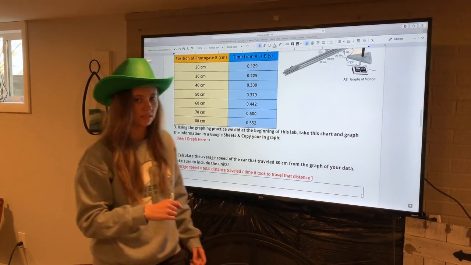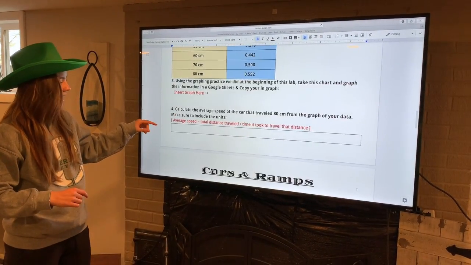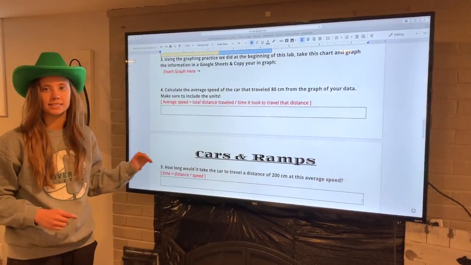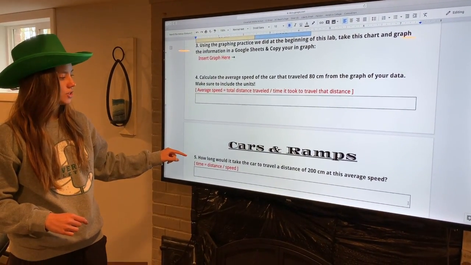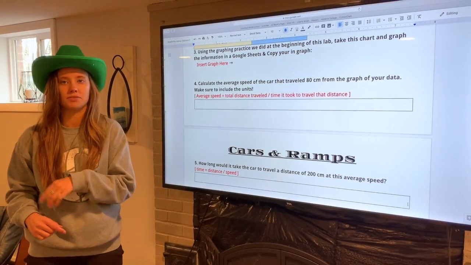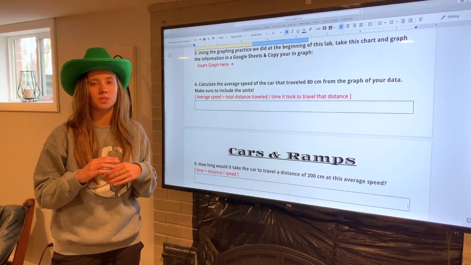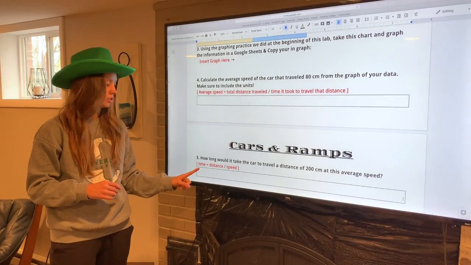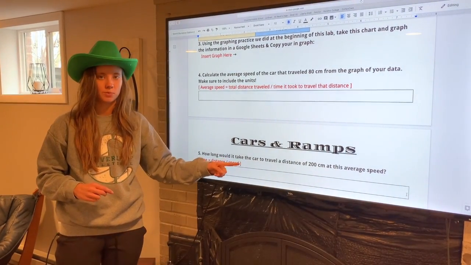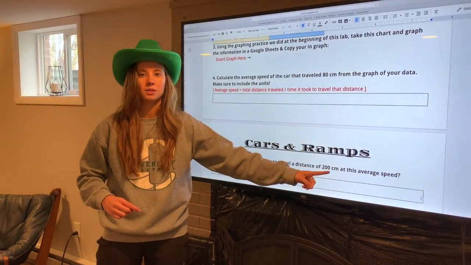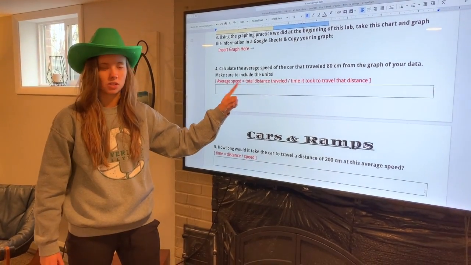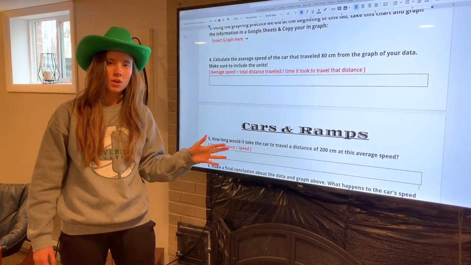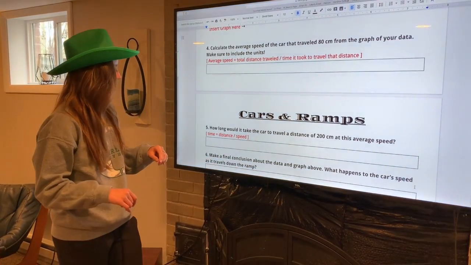Then we're going to scroll down to question number 5, and you are going to have to keep in mind the speed that you found up there, because now we need to calculate time. It says, how long would it take the car to travel a distance of 200 centimeters at this average speed? So we're going to rework this speed equation to solve for time. The equation you're going to use is time equals distance divided by speed. We're giving you your distance, which is 200 centimeters, and your speed is what you calculated up here. So you're going to do distance divided by speed to find your time. Similar to the other equation, we're just rearranging it a little bit.